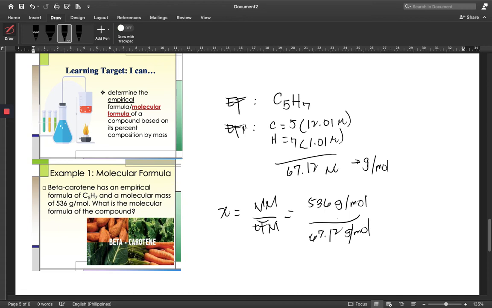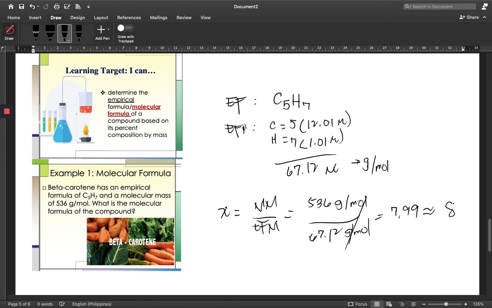So therefore, we can just divide directly. So that's 536 divided by 67.12. So our answer here is 7.99985, which is approximately equal to 8.